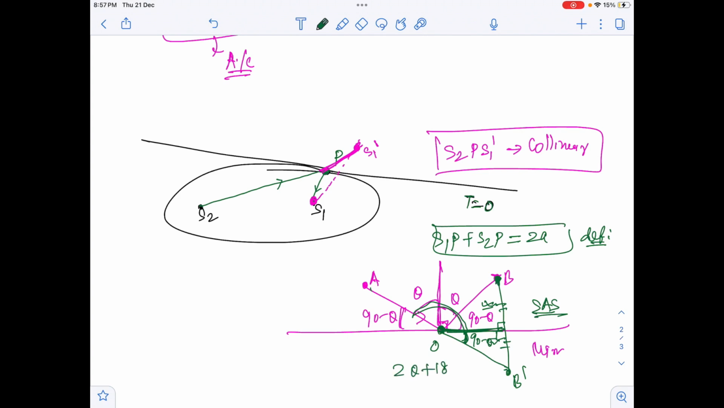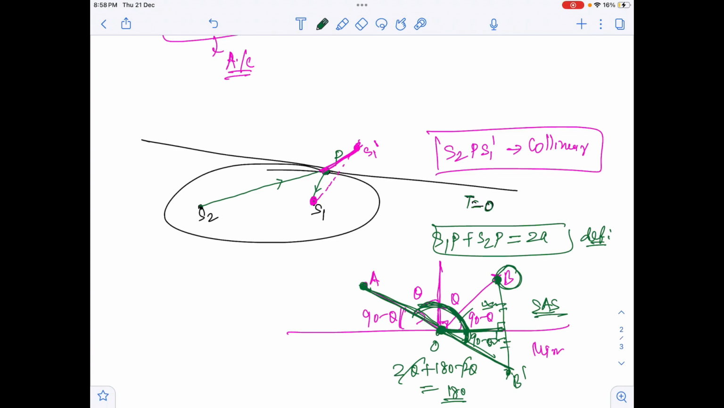So what about this entire angle? It's 2 theta plus 180 minus 2 theta, right? This entire angle, theta plus theta is 2 theta, and this is 180 minus theta. So that becomes 180. And that's something really nice. It means if a ray of light starts from A and gets reflected to B, if we take the image of any point on the reflected ray, then the image, the point where the ray of light hits, and the source of light will be collinear.